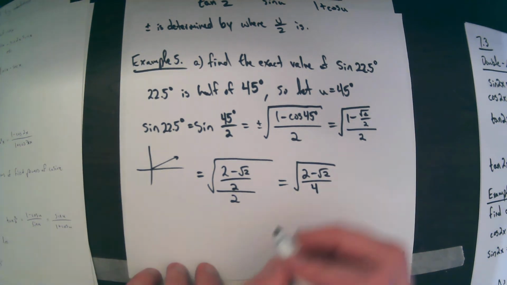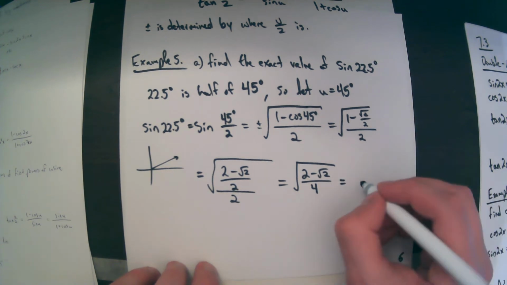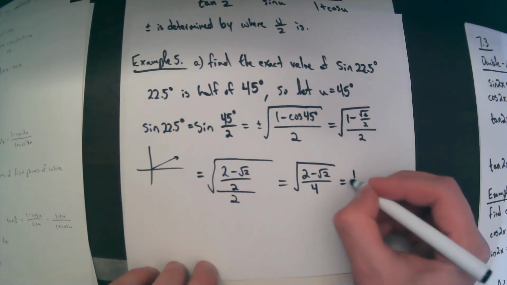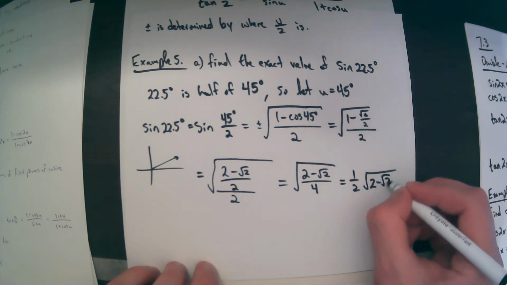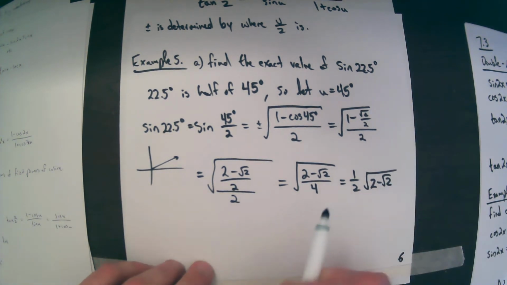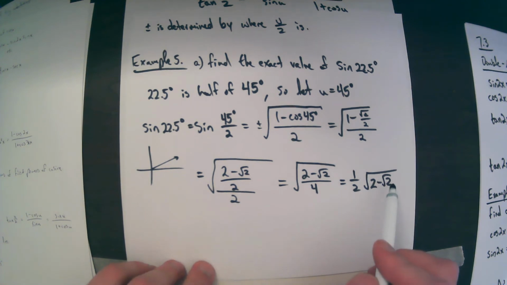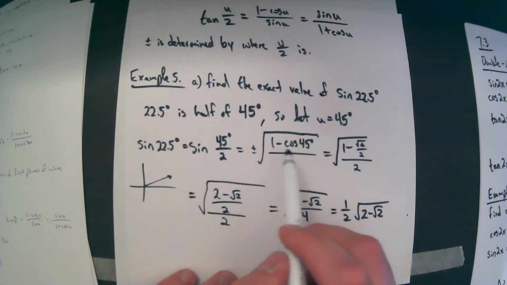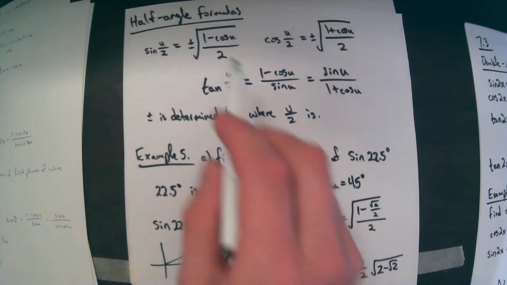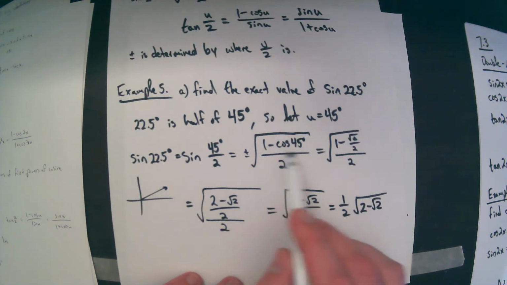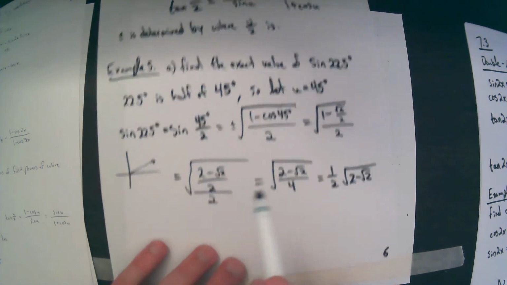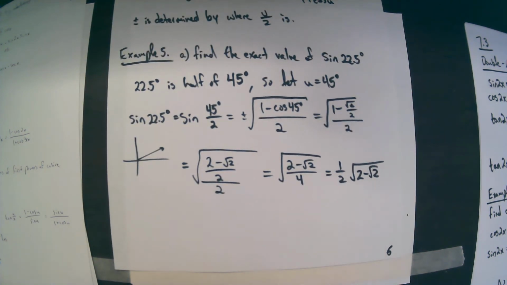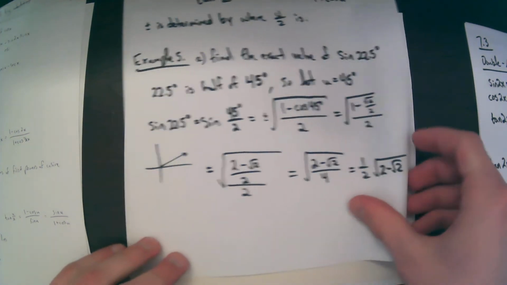And then I can pull that 4 out, but it's in the denominator, so it'll be 1/2 square root of 2 minus square root of 2, which is a bit weird. I've got a square root buried in a square root because of the square root from the formula and the cosine of 45 that yielded a square root in the answer. That's fine. Just means it's a really irrational number. Alright, let's do part B for that.